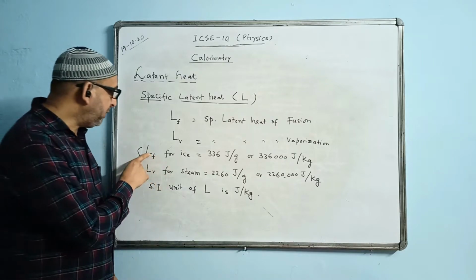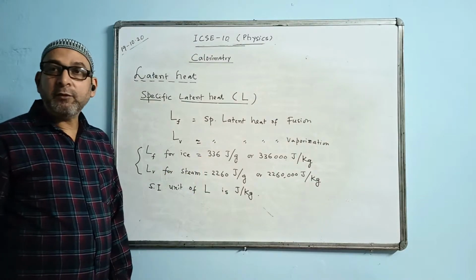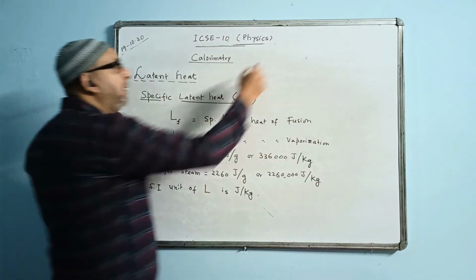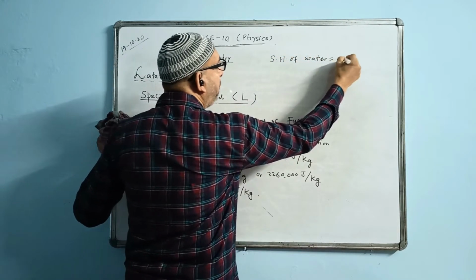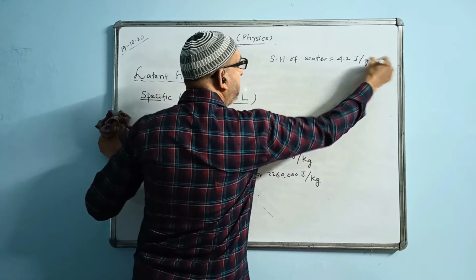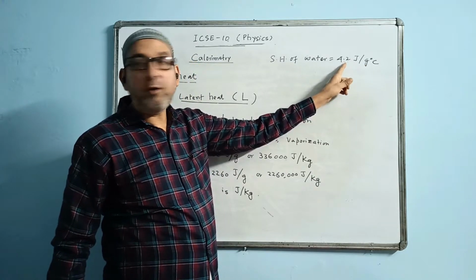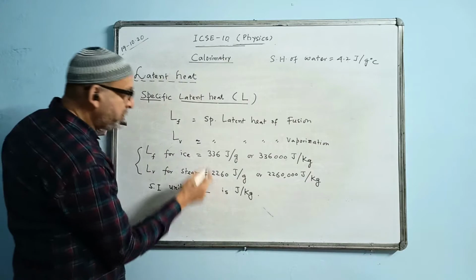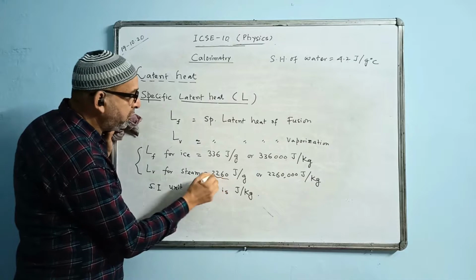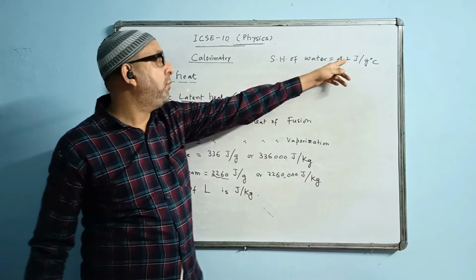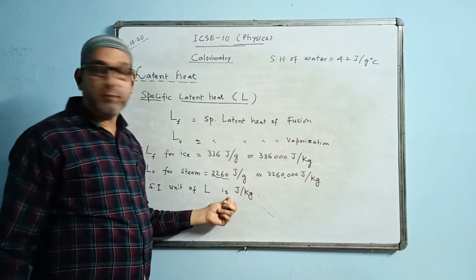And the amount of heat involved for the change of state has a much higher value as compared to the SHC value. For example, SHC of water: just look at it. SHC of water is how much? Only 4.2 joule per gram per degree Celsius. That is, for changing the temperature of 1 gram of water, we have to supply 4.2 joule. Now let's see, to change 1 gram of water into steam, how much is needed? 2260. So just compare: this is 2260 and that is only 4.2. This is too small compared to this one.